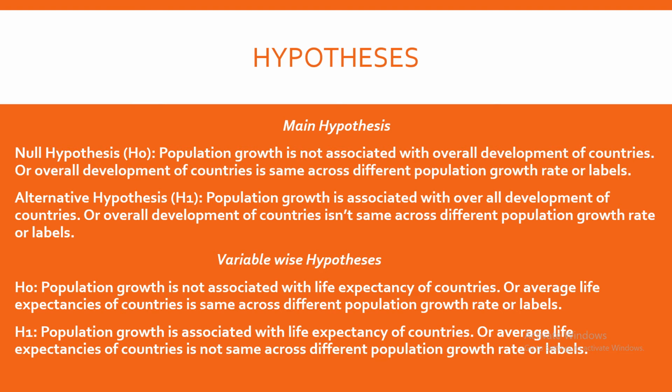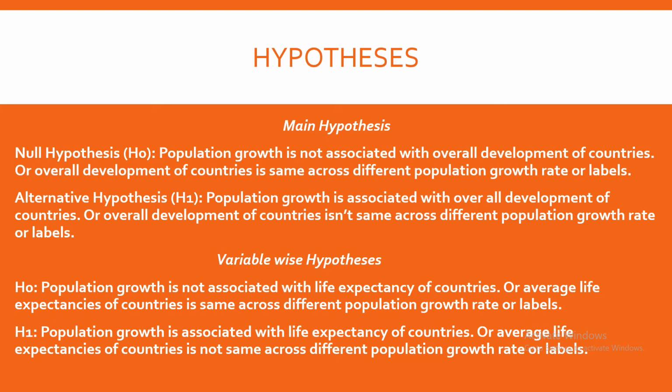The main hypothesis is that population growth is not associated with overall development of countries, or it can be rephrased like this: overall development of countries is the same across different population growth rates or levels. It can be rephrased in other ways too, but I have given a general statement here. The alternative hypothesis is that population growth is associated with overall development of countries, or overall development of countries isn't the same across different population growth rates.